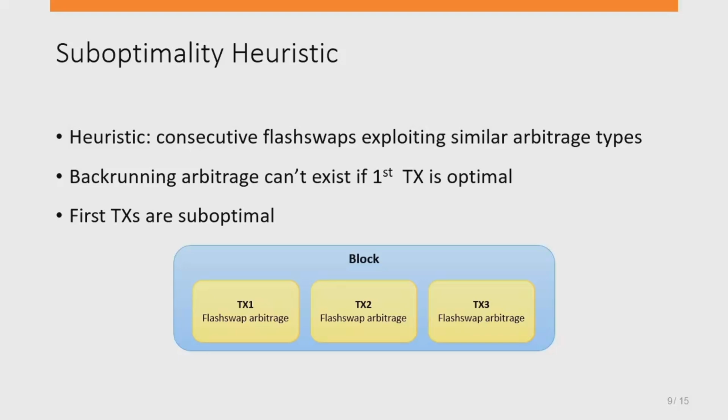This is kind of a heuristic for suboptimality. If all of these transactions use flash swaps, it means that the first transaction could do the same things as the latter transactions, right? Because all of them use flash swaps, they don't need any upfront liquidity. The first one could do whatever the rest are doing. So this is kind of indicative of suboptimality.